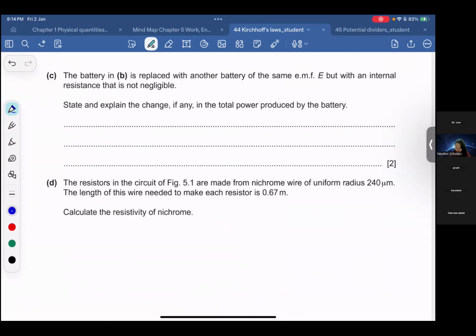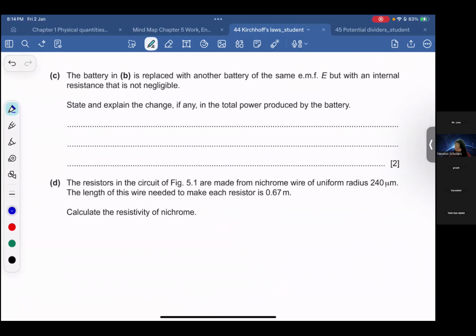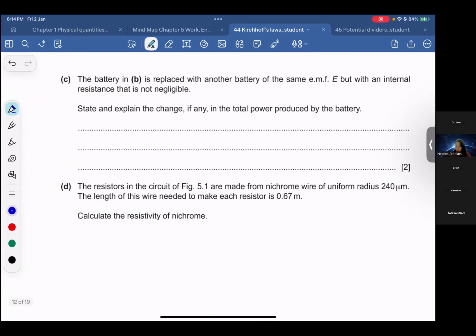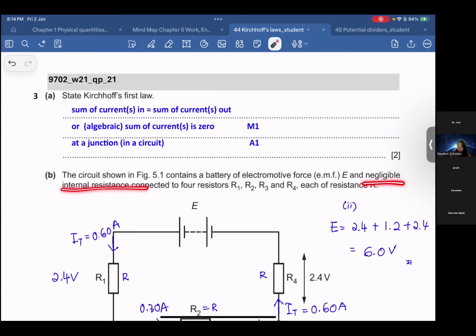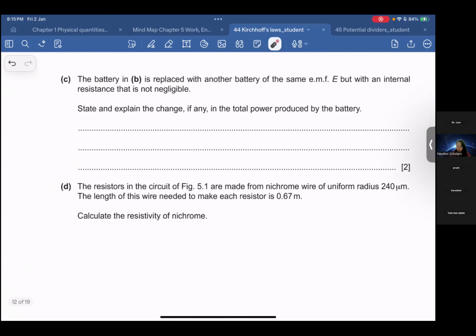The battery in B is replaced with another battery of the same EMF, but right now with an internal resistance we cannot ignore. Just now it was with negligible internal resistance. Now still the same things, I changed the battery, but right now the internal resistance we cannot ignore. State and explain the change, if any, in the total power produced by the battery. So think, your total power, any change? If change, then tell me why it changes.